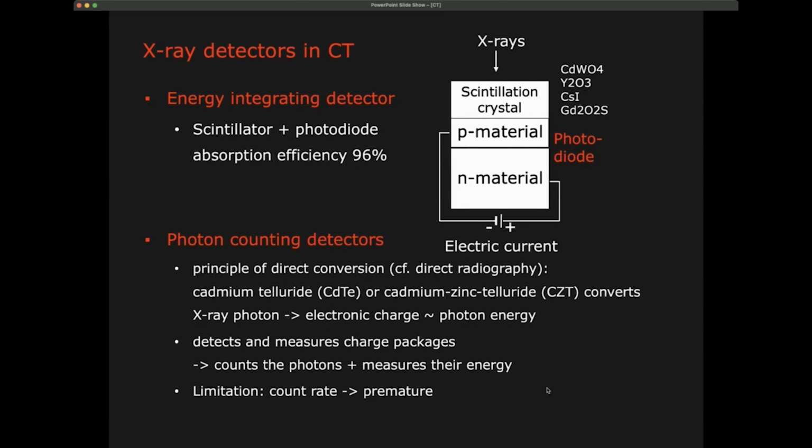There's a lot of development of this in nuclear medicine. That's now also slowly coming into the CT and the X-ray part, but this is still kind of experimental in some way. So the regular clinical scanners that we have now are all based on this integration. They just measure the intensity of the X-rays that come in.